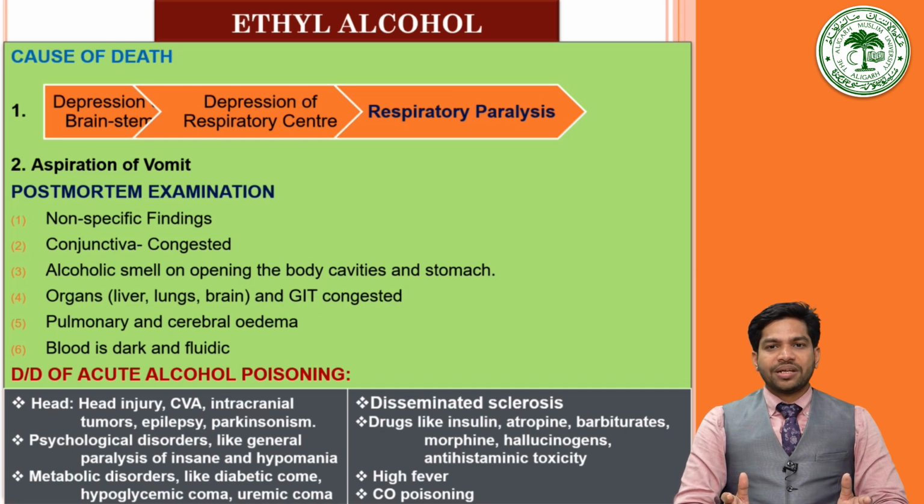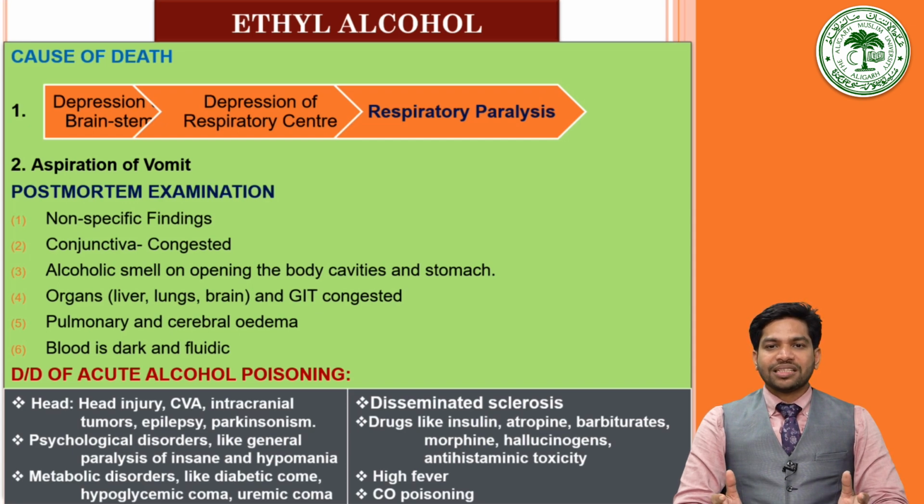On postmortem examination, we don't have any specific or characteristic finding of the alcohol intoxication. However, all the organs will be congested, conjunctiva will be congested, alcoholic smell will be present on opening the body, and the stomach and gastrointestinal mucosa may be congested and hemorrhagic. Pulmonary edema and cerebral edema may be seen. Blood is darker in color and has a fluidic tendency. It may be observed at the time of autopsy. Then for the diagnosis of the alcohol intoxication, toxicological analysis is important.